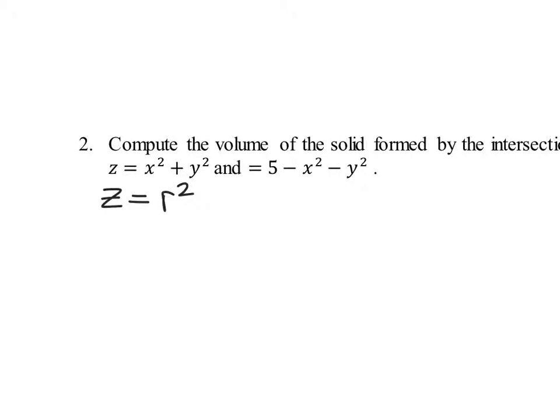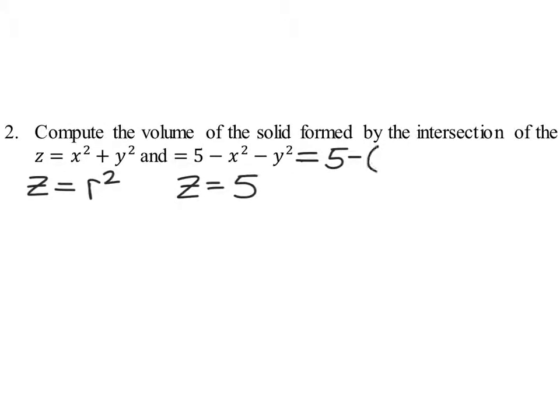Z is equal to r squared. Z is also equal to 5 minus... I'll just manipulate this really quickly. If you factor out the negative, you get x squared plus y squared, which is also r squared. All right, so we have those two relationships that we can build off of, and that's going to get us into polar form.